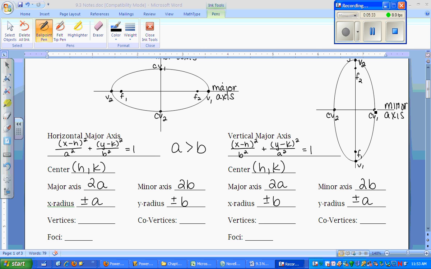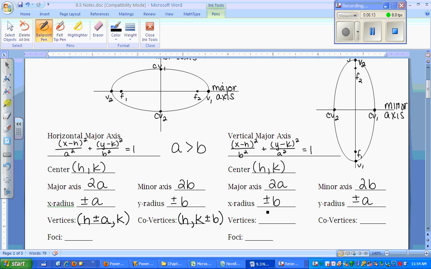And so what that means is that if they're on the left and the right, the x-coordinate is going to be changing from the center. If they're on the top and the bottom, the y-coordinate is going to be changing from the center. So in my horizontal major axes ellipse, I'm going to go to the center, which starts at h, and my vertices are on the left and the right. So I'm going to take the x-coordinate and I'm going to add or subtract the x radius, and the y-coordinate will not be affected. In the co-vertices, the x-coordinate is not affected, but I take the y-coordinate, which is k, and I add or subtract the y radius.